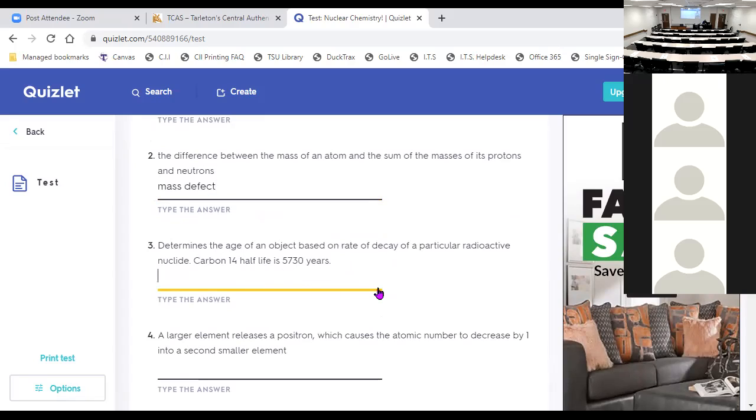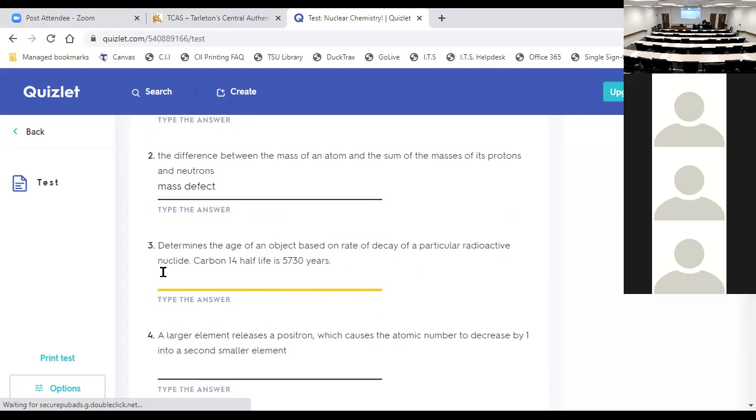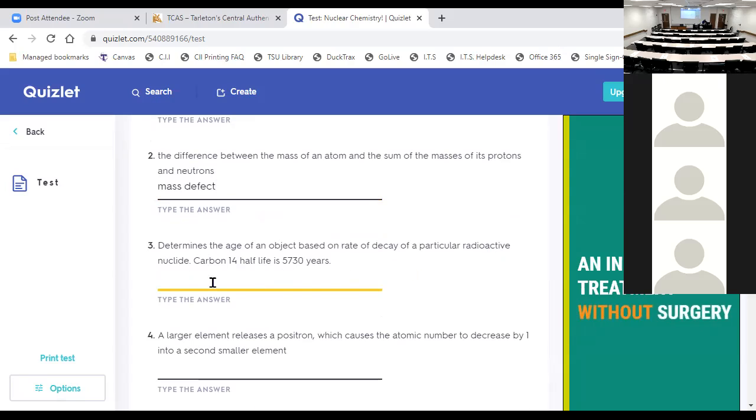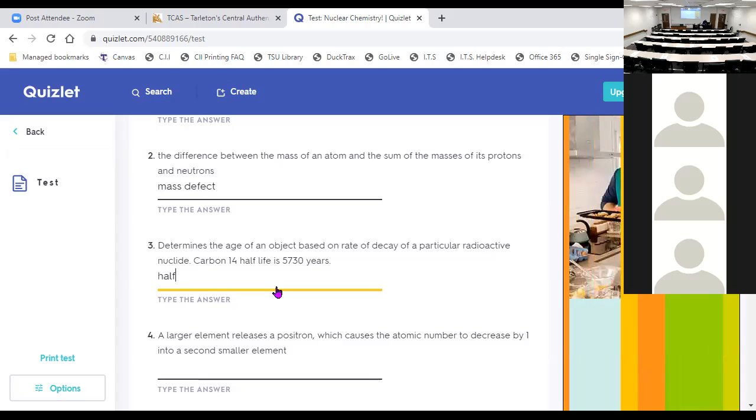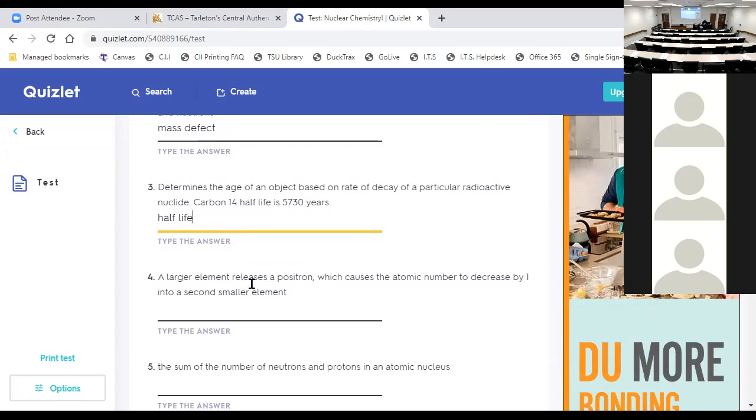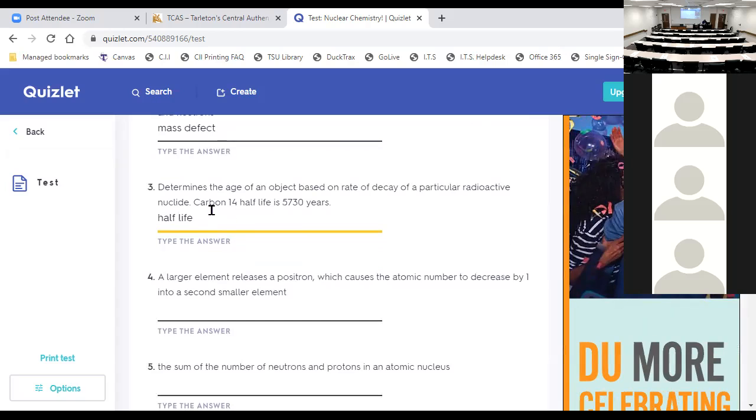So what determines the age of an object based on the rate of decay of a particular radioactive nuclide? I kind of wrote the answer already in the question. Since I already wrote it, I'll go ahead and give it to you. That's the half-life. So the half-life, remember how it works.